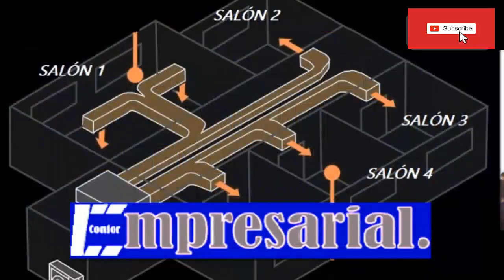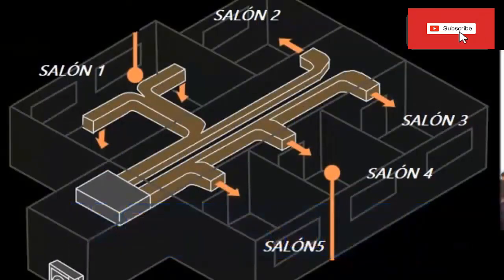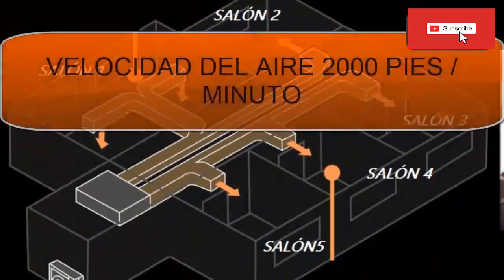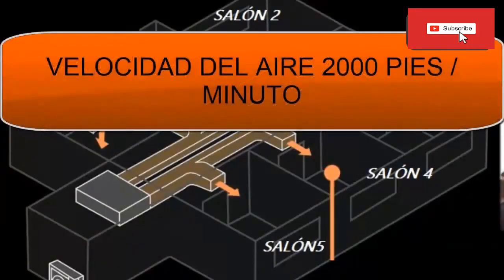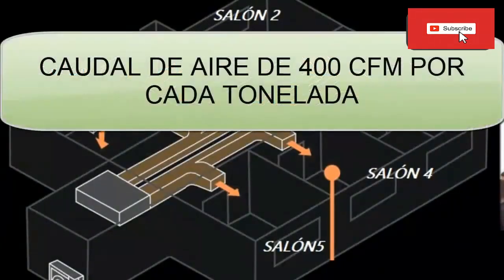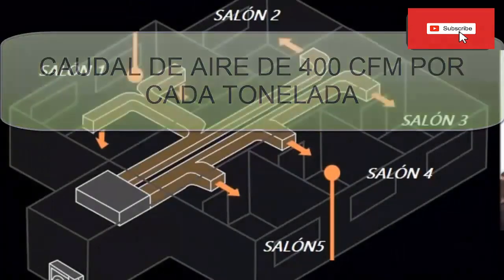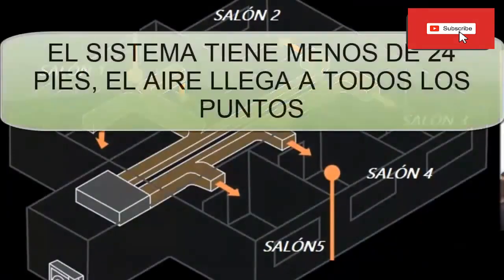In this video, we are going to carry out the steps to develop for a small air conditioning distribution. We will take the following data as a reference. 1. An internal air velocity within all ducts of 2000 feet per minute. 2. An airflow of 400 cubic feet per minute for each ton of refrigeration required by the installation. 3. The fan has enough pressure to get the air to all points. This assumption is based on working with distances closer to 24 feet between the fan and the furthest air outlet.